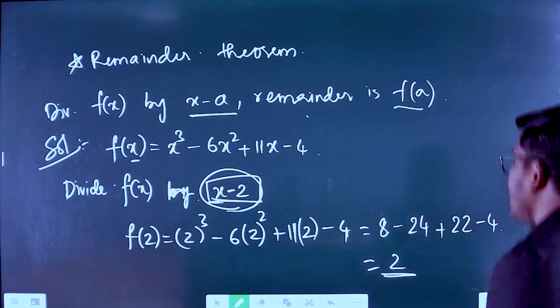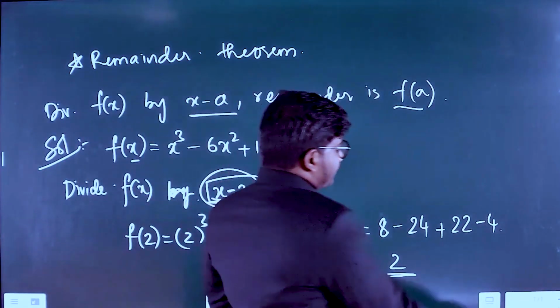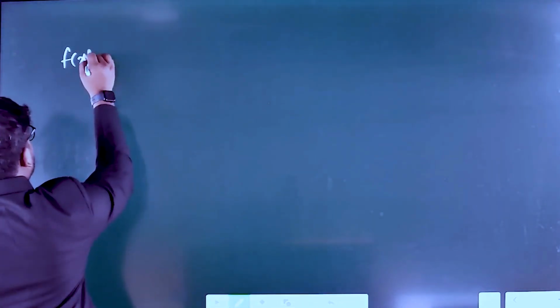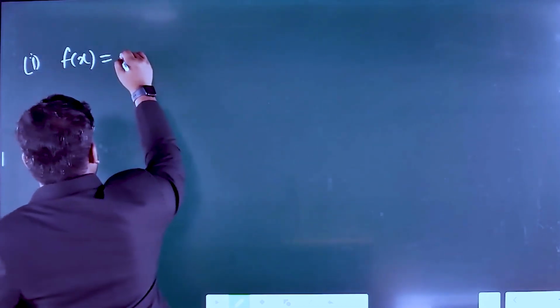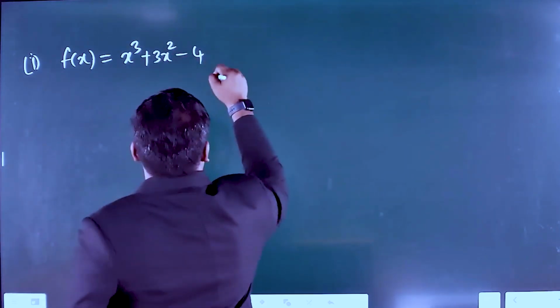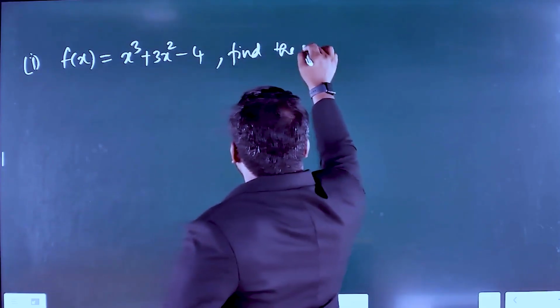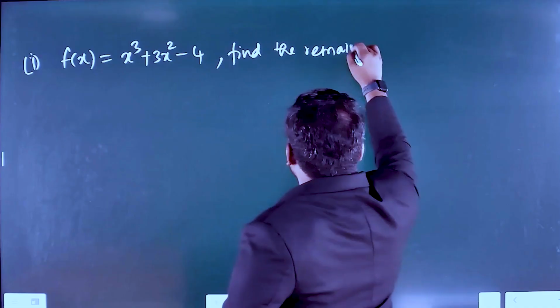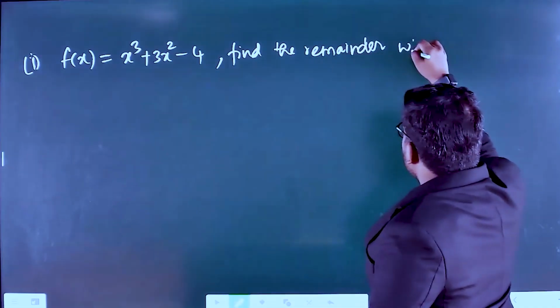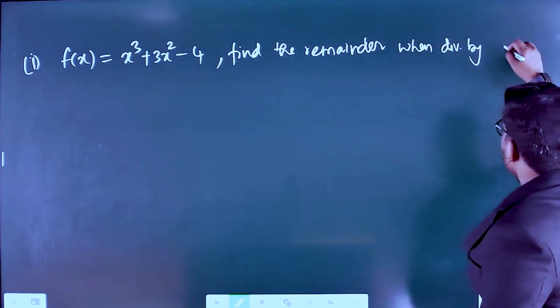Right. Now this is remainder theorem. We'll solve one more question on this. Now, f(x) is x cube plus 3x square minus 4. Find the remainder when divided by x plus 1.